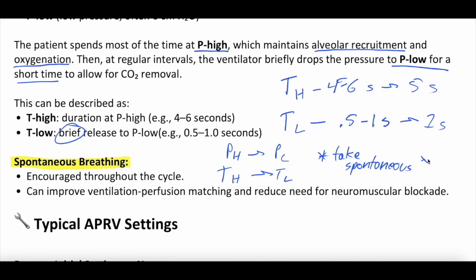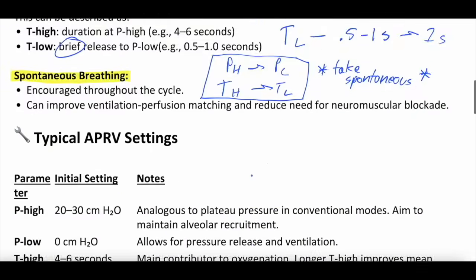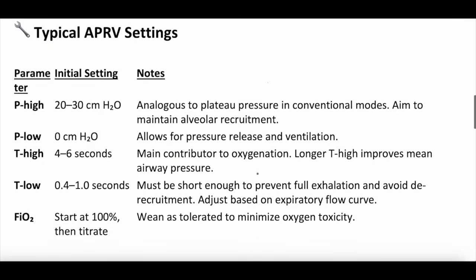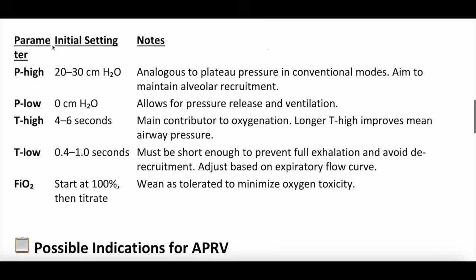So it does allow for spontaneous breaths, even while the ventilator is walking them from P high to P low, back to P high, for the duration that is T high to T low. So typical APRV settings, what do we usually set these different things at? If you're watching the video, we have parameter, initial setting, and some notes, but we'll also verbally walk everybody through it. So the P high is typically set anywhere from 20 to 30 centimeters of water.